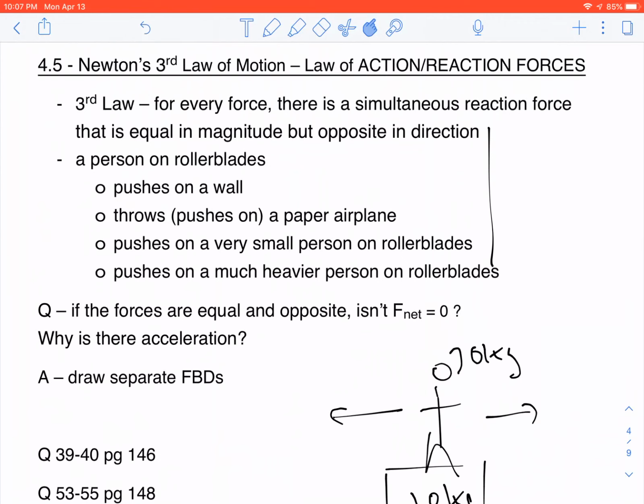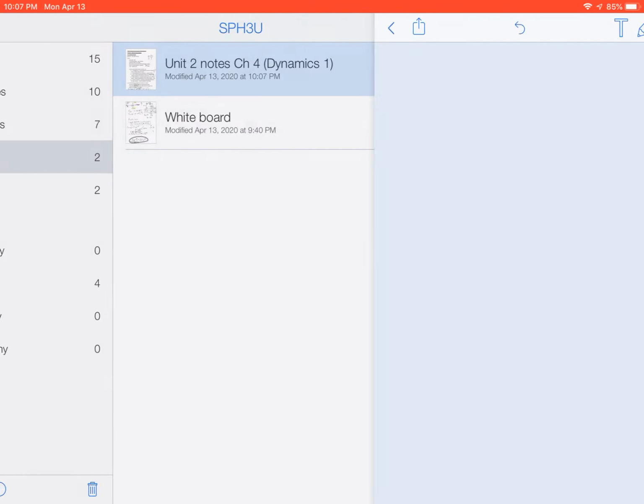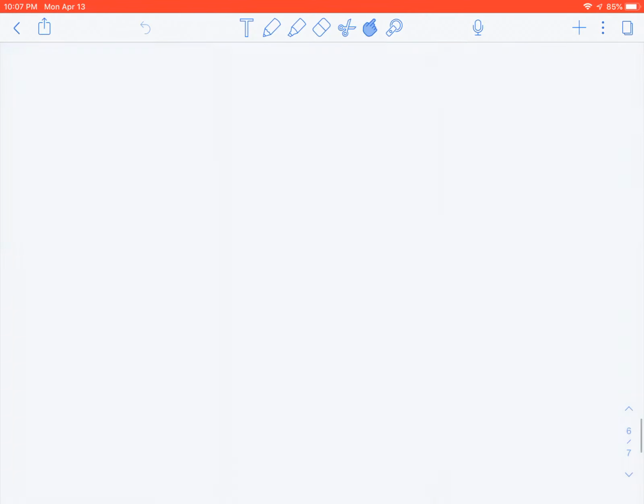So we often look at examples of people on frictionless surfaces, which would be something like rollerblades, or skates, where the friction is very, very low. So, let's just go to our whiteboard here. The textbook gives us an example. Actually, our textbook.